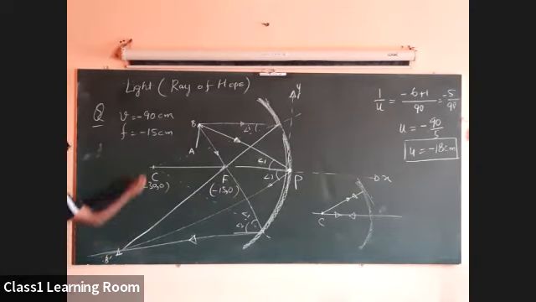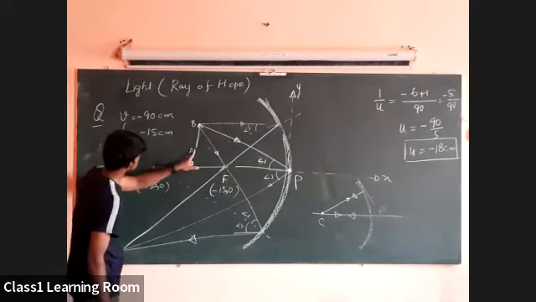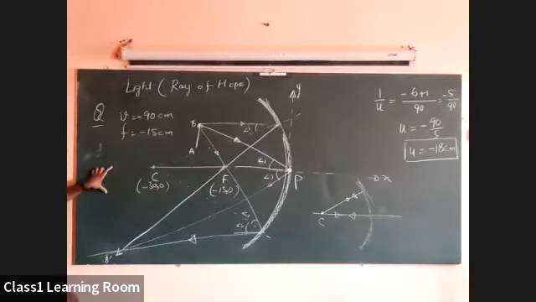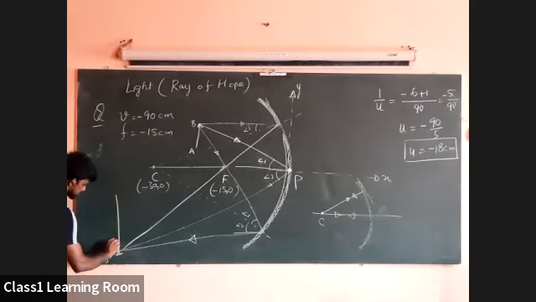Okay. Now B dash is the head. Because the object is at some height above the principal axis, here also the image will have some height above the principal axis. So you can draw something like this. So this will be your A dash.